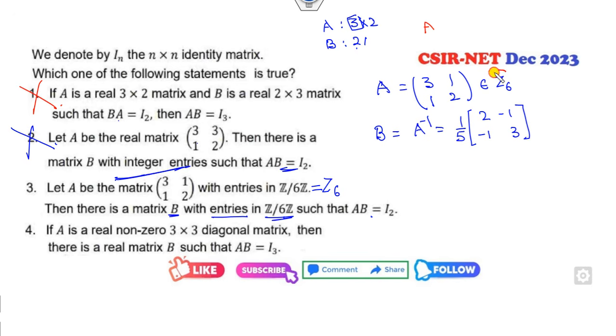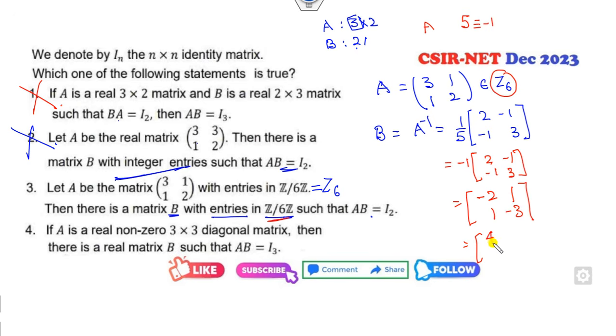Now your target is to express each element in the form of Z6. 5 is equivalent to minus 1 mod 6. So minus 1, fine. I can multiply this. Minus 2, 1, 1, minus 3. Minus 4, minus 2 is equivalent to 4. Minus 3 is equivalent to 3. So yes, it is a part of Z6, this is the right answer.